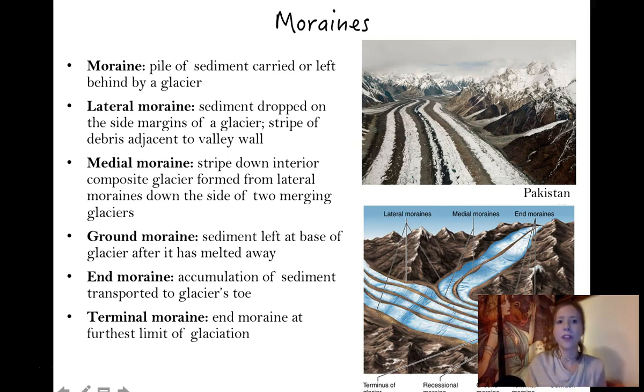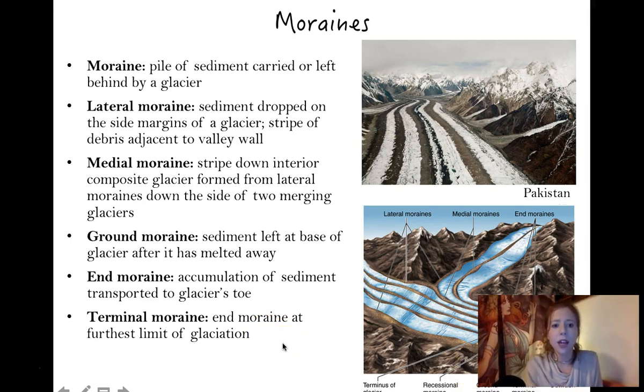So let's just look briefly at moraines. Moraines are a pile of sediment carried or left behind by a glacier. So a lateral moraine is dropped on the side margins of a glacier. So that would be these out on the sides here. Medial moraines are dropped down the interior. And ground moraine is left at the base.